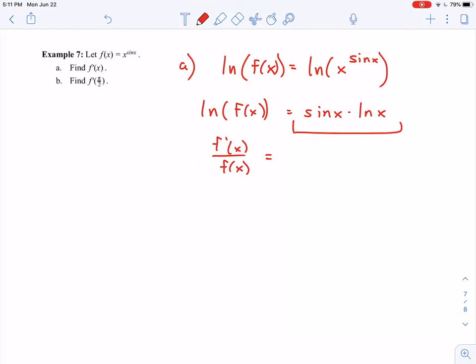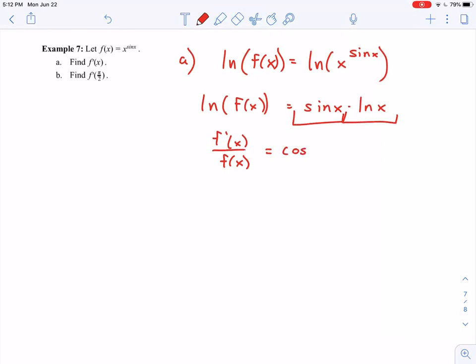This one's a little bit tricky because we're not using the chain rule. We're actually going to use the product rule here. This says sine of x times natural log of x. So the derivative of sine of x, that will be cosine of x times natural log of x, plus this times sine of x stays the same, but I take the derivative of natural log of x. I know that is 1 over x. So I have f prime of x over f of x equal to cosine of x times natural log of x plus sine of x over x.